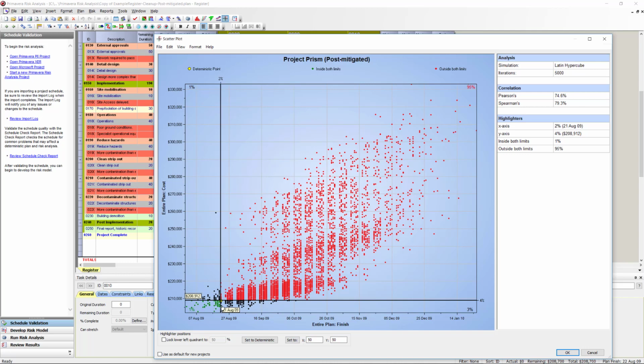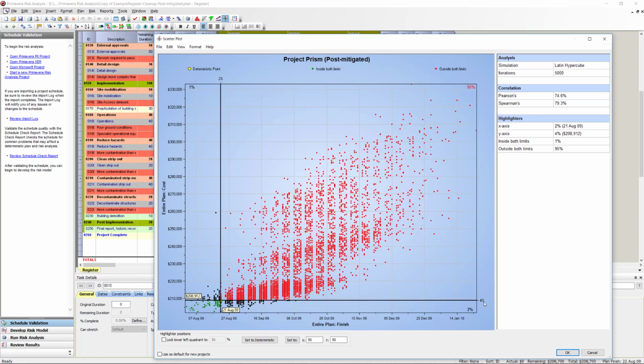At the same time, this cost of $209,000 only has a probability of being met of 4%. No more than this. So the cost of the project will be $209,000 or less, with a probability of 4%. That's the commitment that the project manager made.